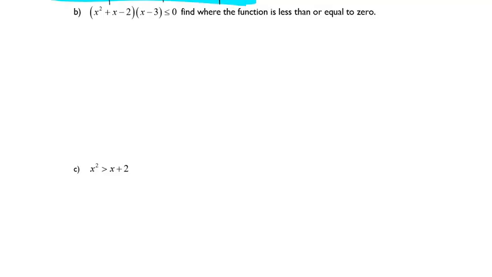We are going to move on to C of exercise 1, but I also wanted to point out that this, x squared plus x minus 2 times x minus 3 less than or equals 0, the space here, go ahead and give it a try. See if you can figure out how to do this covering up the previous notes. See which method you like the best.